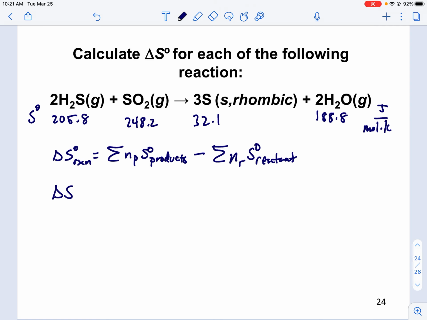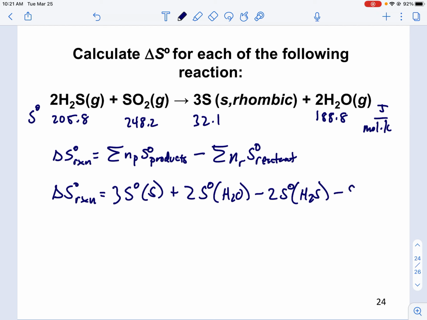All right, so let's just start plugging in the values. The entropy change for this reaction is equal to, we have sulfur: it's going to be 3 times the absolute entropy of sulfur plus 2 times the absolute entropy of water. Again, it's water as a gas. Minus 2 times the absolute entropy of hydrogen sulfide minus the absolute entropy of sulfur dioxide. Some people could do sulfur plus water minus, and then in parentheses, the hydrogen sulfide plus the sulfur dioxide. I like to do minus minus for the reactants just to avoid having to change the sign later.